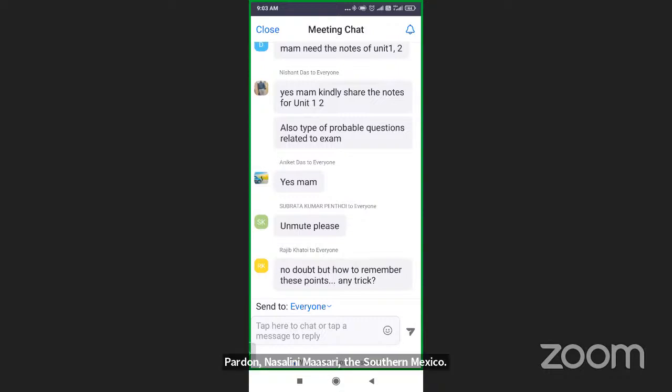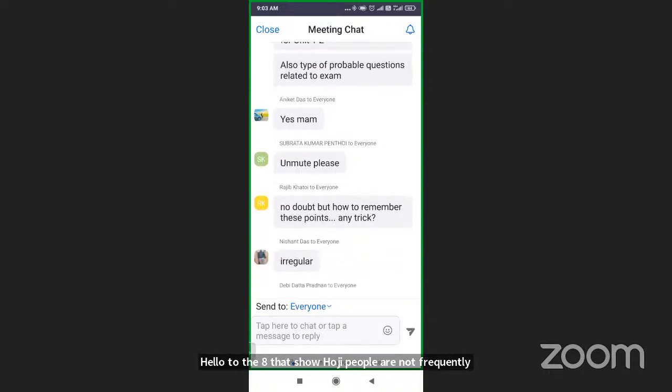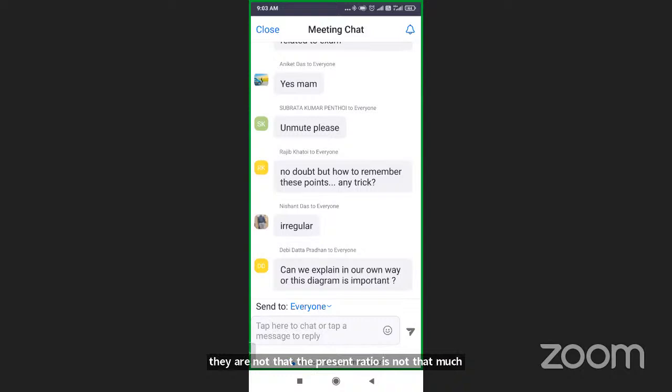If this ratio is high, people are frequently taking leave; the present ratio is not that good. And if people are frequently taking leave, why are they taking leave? We have to identify that, because absenteeism basically affects production and productivity.